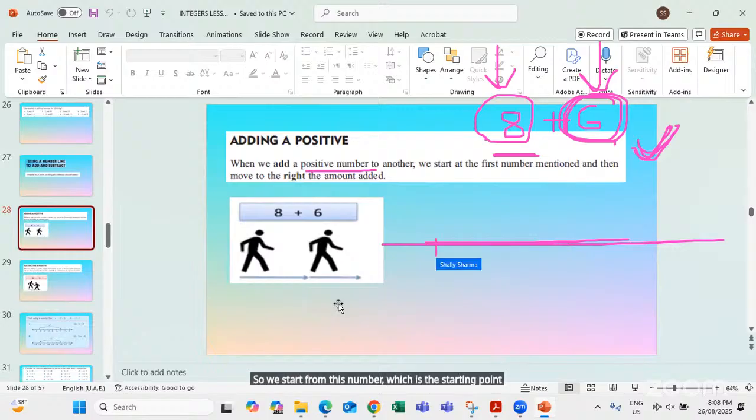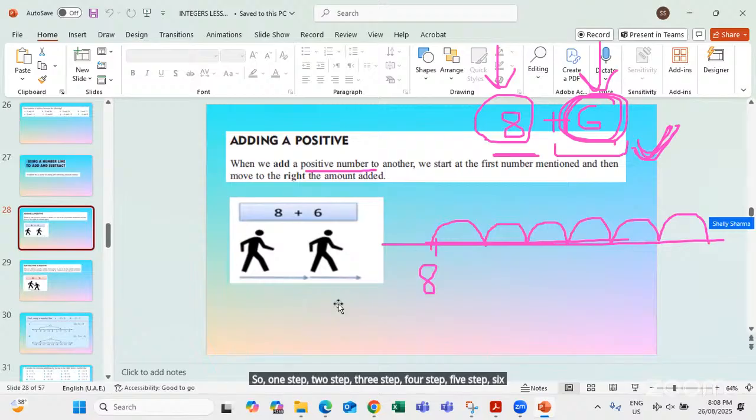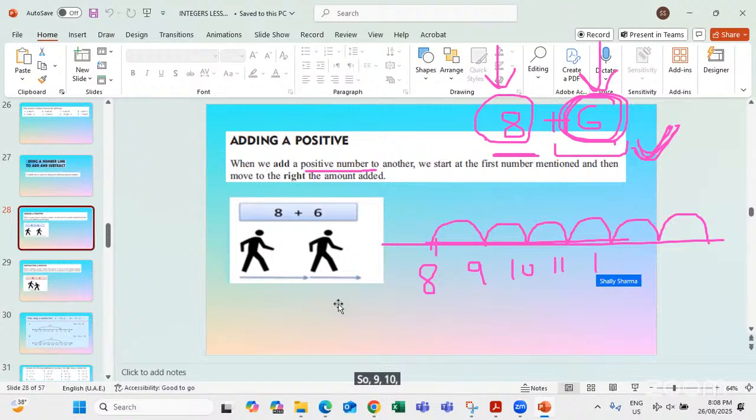So that is 8. When I say +6, plus means moving forward. So 1 step, 2 step, 3 step, 4 step, 5 step, 6 steps we are doing on the number line. So 9, 10, 11, 12, 13, 14. So where did I reach? 14.